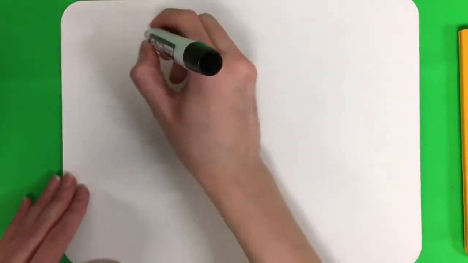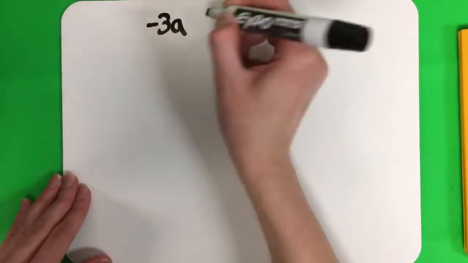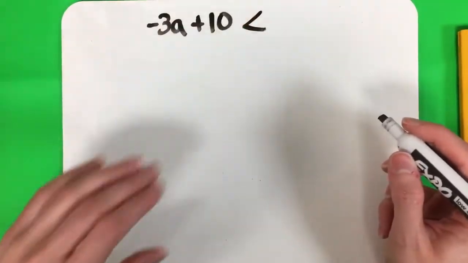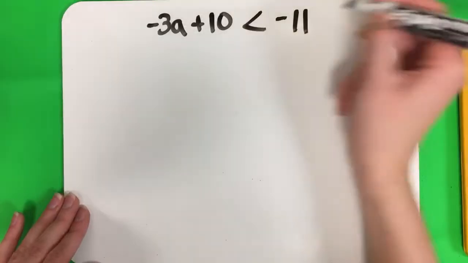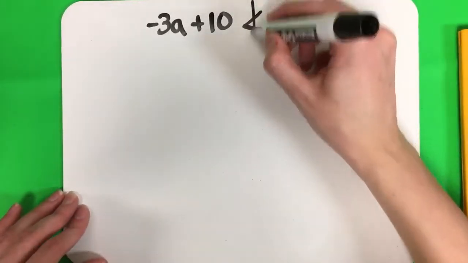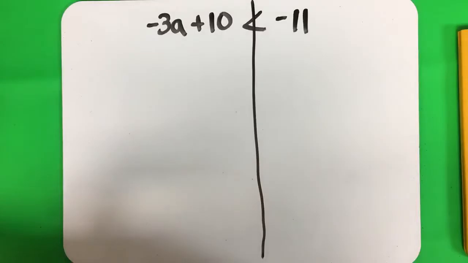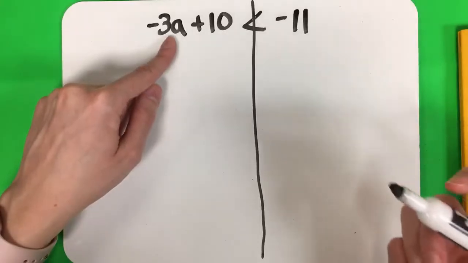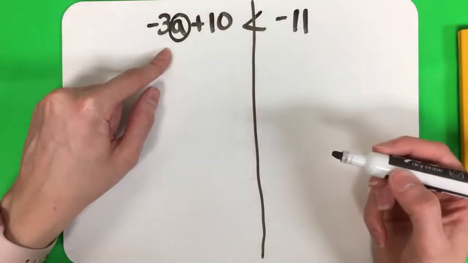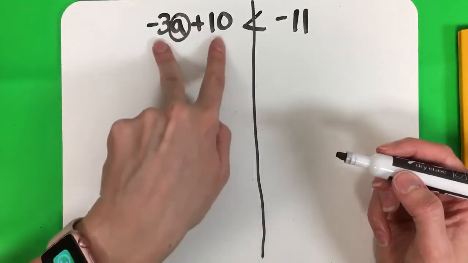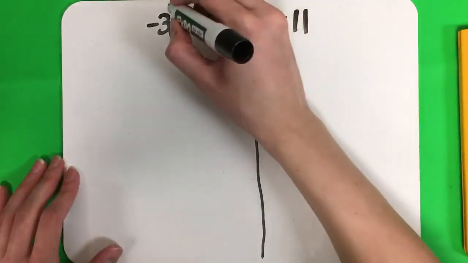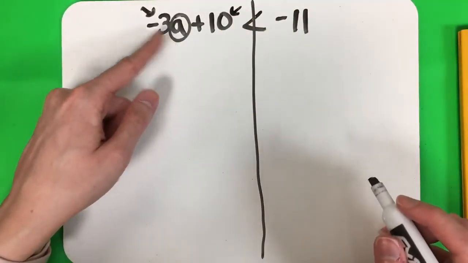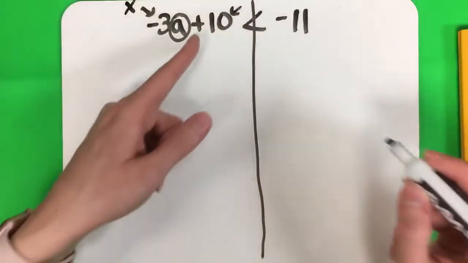Okay, so our first example, example 1: we have negative 3a plus 10 is less than negative 11. Remember L, less. First we're going to draw our line, and remember our goal is to have the letter alone. So what is my letter? A, let's circle it. My letter is on the left side. I have two numbers on the left side: negative 3 and positive 10. Negative 3, nothing in the middle, it's times. And this is positive.